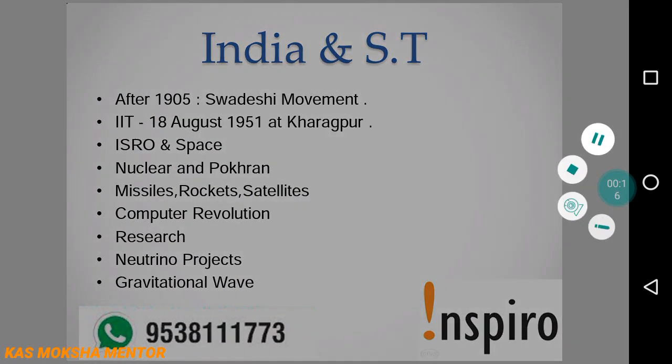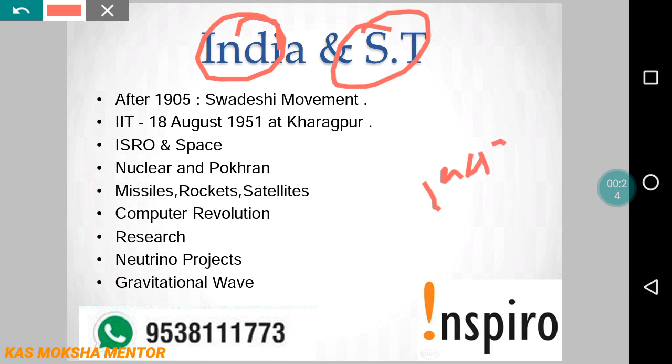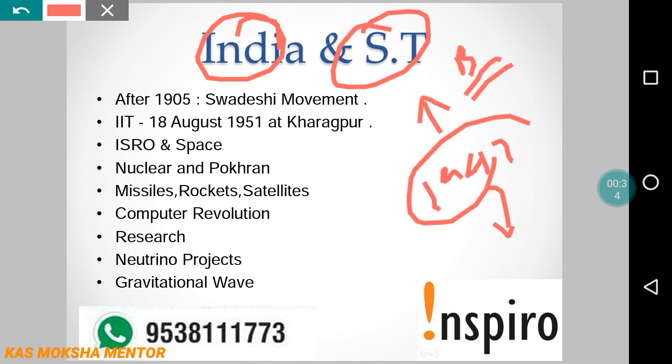The first slide we are discussing is something about India and its science and technology development. Indian science and technology we mainly classify into one before independence, 1947, and after independence. Before independence we know that India was under the colonial subjugation of the British. So India faced a lot of difficulties during that time for industrial development, also service sectors, also education, etc.